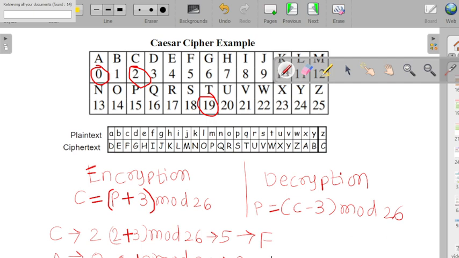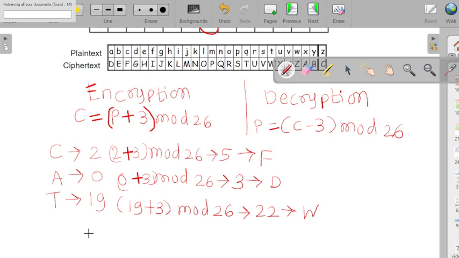So for 5, we can write the ciphertext as F. For 3, we are taking the ciphertext as D, and for 22, we will get the ciphertext as W. So for cat, we will get our ciphertext message, that is F, D, and W. So cat is our plaintext and our ciphertext is F, D, and W.